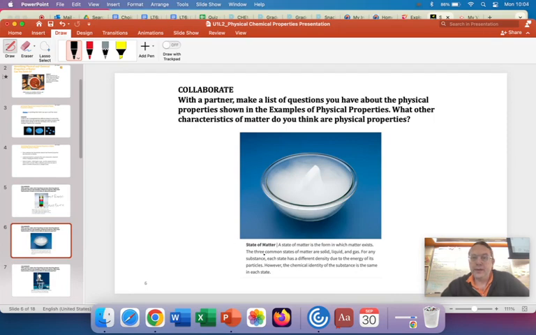The state of matter is a physical property. We discussed solid, liquid, and gas. It may be also plasma. We can change the density due to the energy of its particles. However, the chemical identity stays the same.